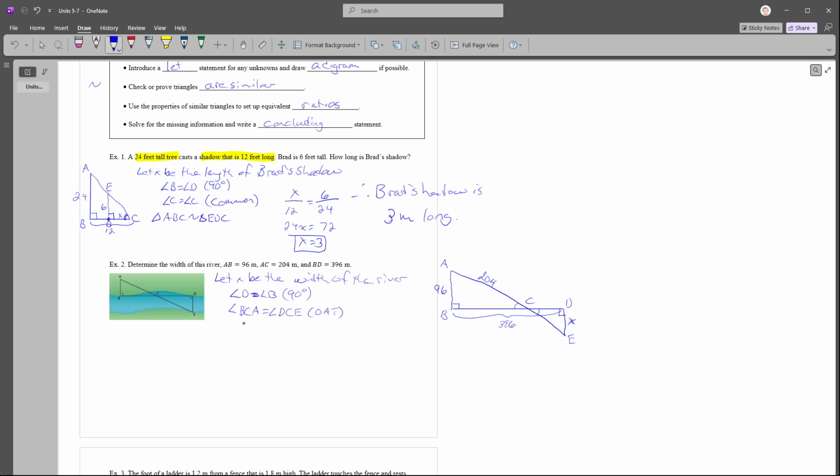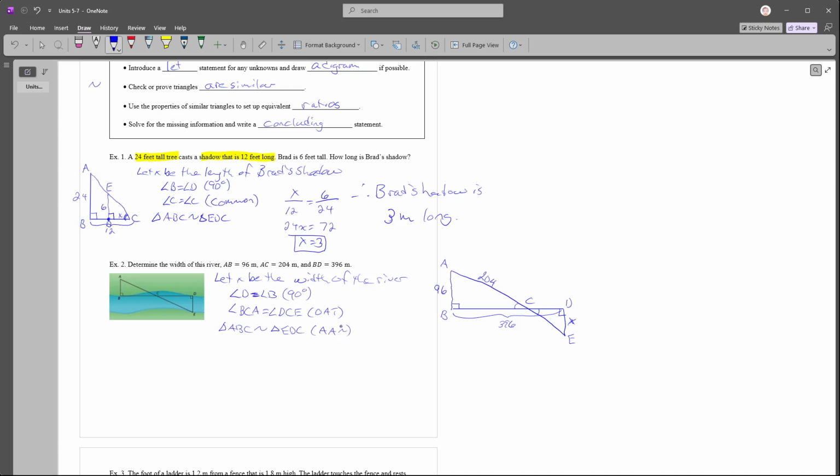Oh, and look at that. We have two angles that are equivalent. So we know that these are similar triangles now. So we can say triangle ABC is similar to triangle EDC, and that's because of the two angle similarity theorem.